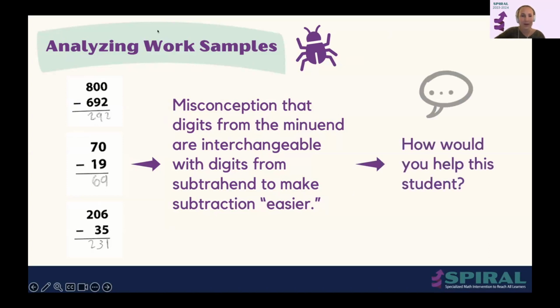And so how would we help this student? Go ahead and in the chat, what is something that you would do to help this student moving forward?